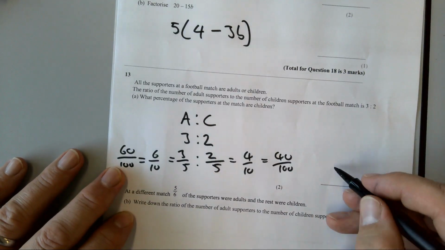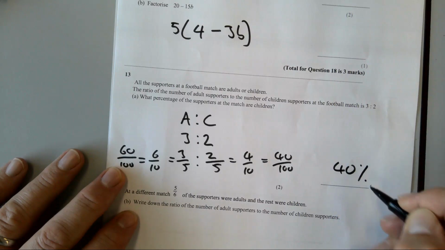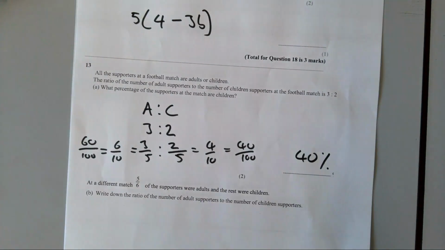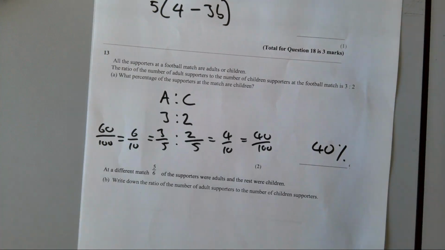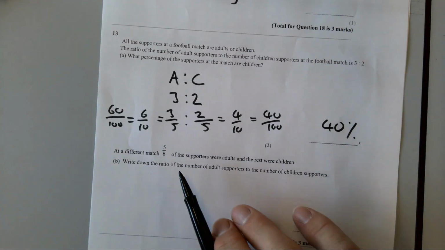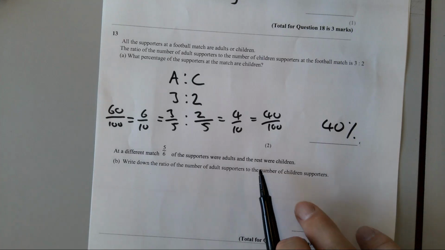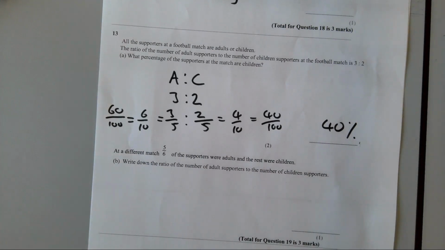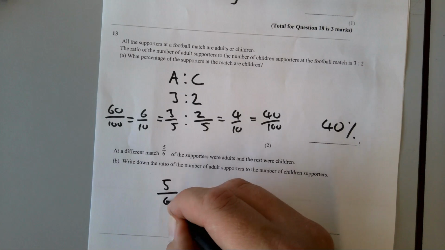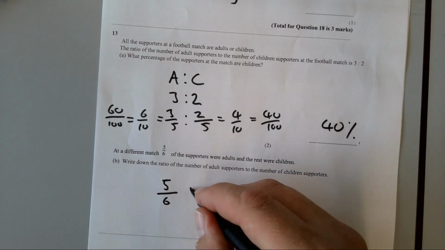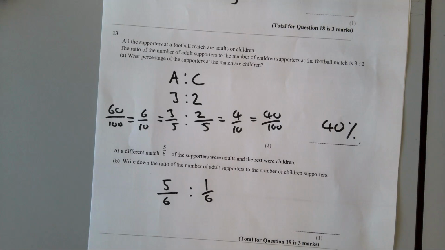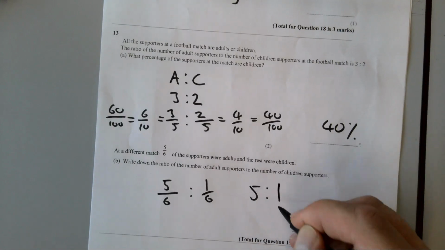So 40%. At a different match, 5/6 of the supporters were adults and the rest were children. Write down the ratio of the number of adult supporters to the number of children supporters. So if 5/6 are adults, 1/6 must be children, so the ratio is going to be 5 to 1.